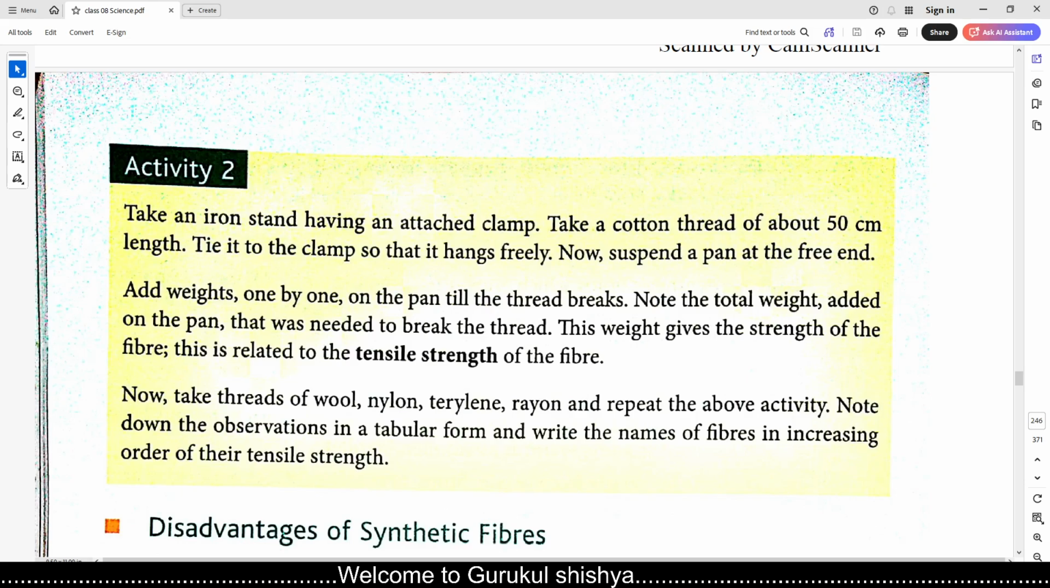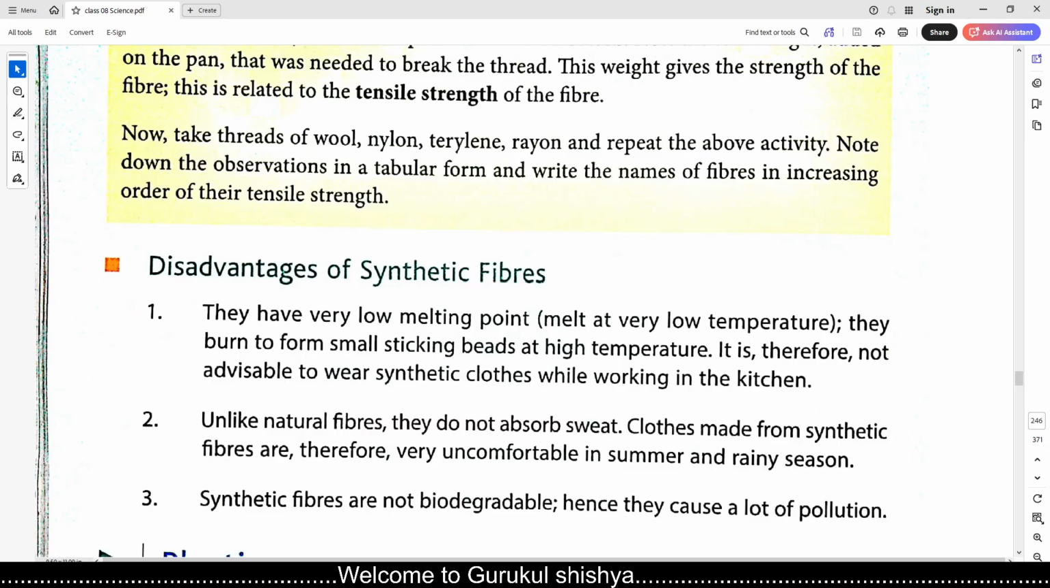Disadvantages of synthetic fibers. They have a very low melting point, melt at very low temperature. They burn to form small sticky beads at high temperature. It is therefore not advisable to wear synthetic clothes while working in the kitchen. Unlike natural fibers, they do not absorb sweat. Clothes made from synthetic fibers are therefore very uncomfortable in summer and rainy season. Synthetic fibers are non biodegradable, hence, they cause a lot of pollution.